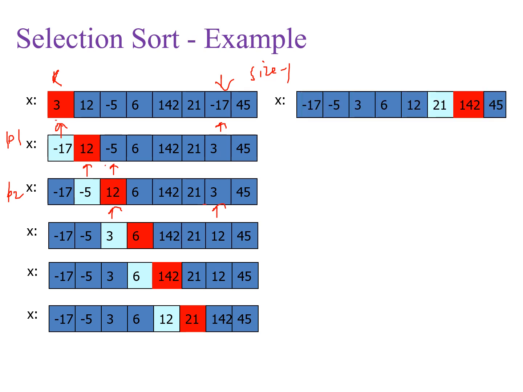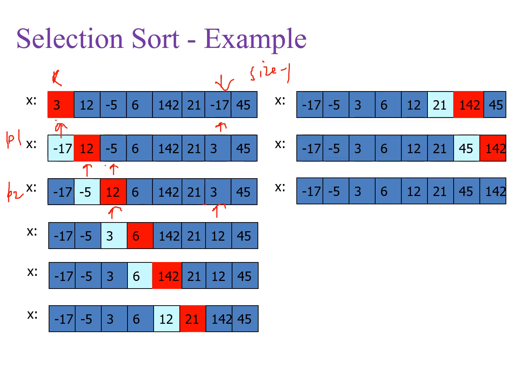Like that it will go until you reach the end, and finally you get the sorted array. So how many passes did we need to make here? 1, 2, 3, 4, 5, 6, 7. How many elements? There are 8 elements. So you need to run this up to 7 times. Like this it is working.